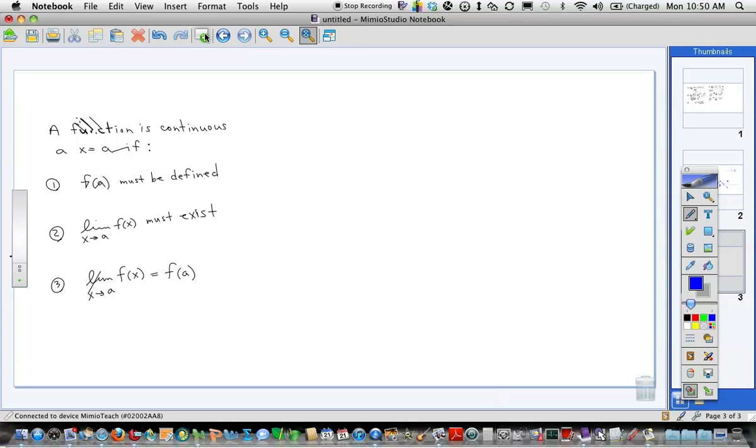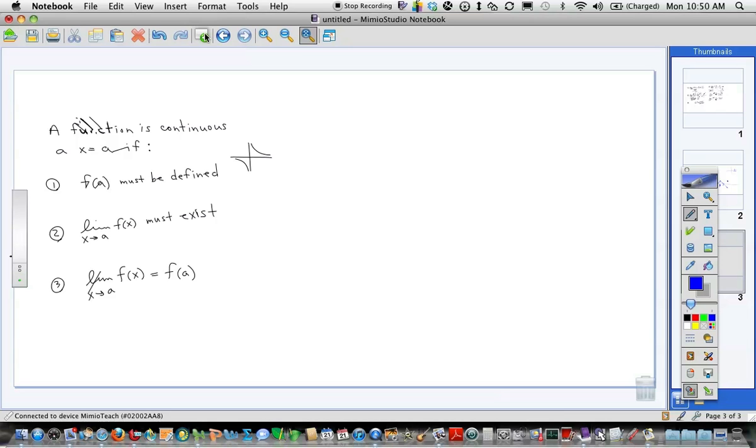So let's take a look at the examples that violate one of these three. All right? f of a must be defined. Well, one example would be the one I was just mentioning, f of x equals 1 over x. There's no output at 0. Right? There's no output at 0. So this function is discontinuous at x equals 0 because there's no output there.